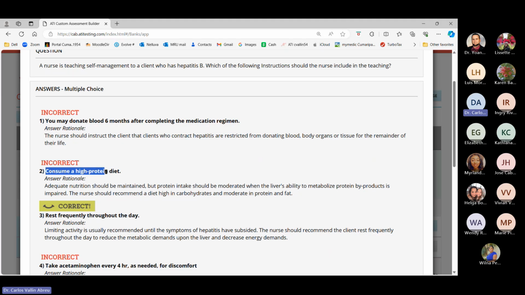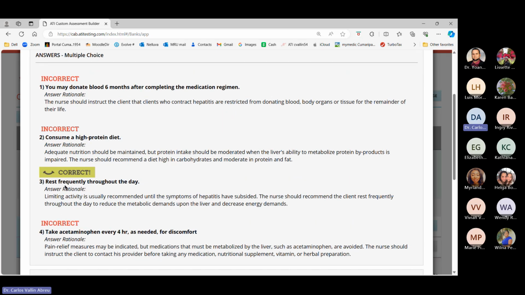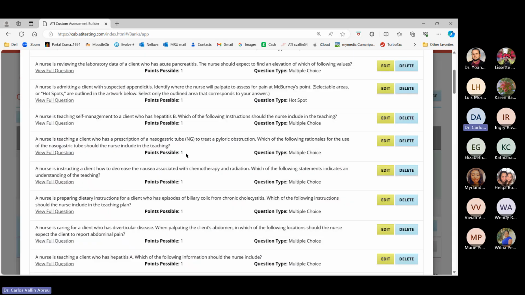Okay, then the modern tendency is not to limit proteins in clients with liver disease. In the past, in my times, we limited the intake of protein, but the modern tendency is not to limit protein, okay? And the patient is going to rest when they feel tired, okay? You saw how ATI treats this point.